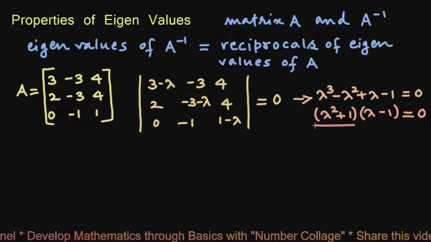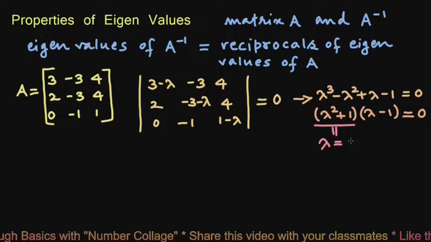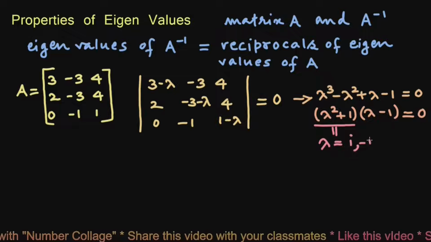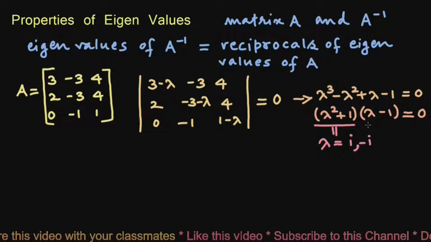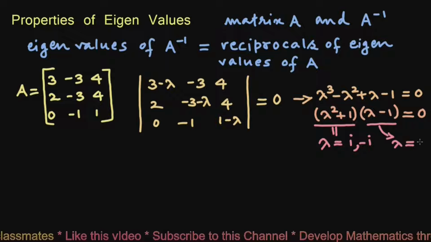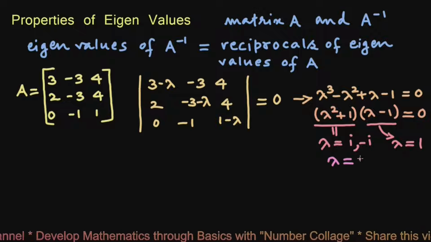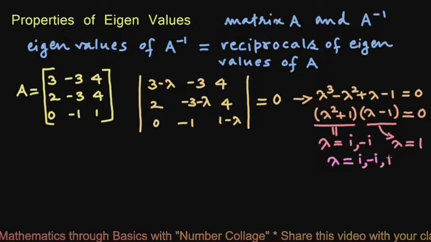Lambda square plus 1 gives us values of lambda to be complex numbers i and minus i, whereas factor lambda minus 1 gives us value of lambda to be 1. So we have 3 eigenvalues, lambda equals i, minus i and 1.